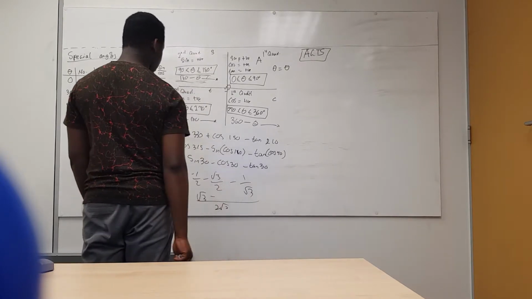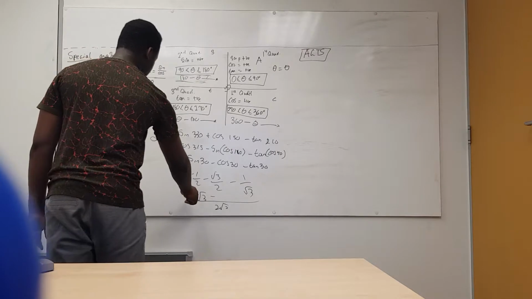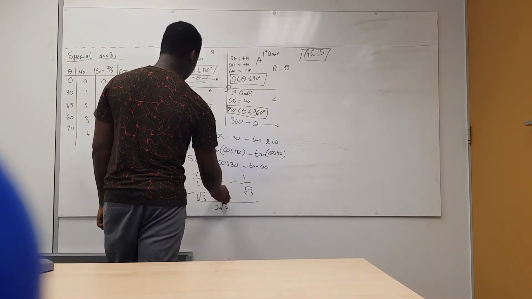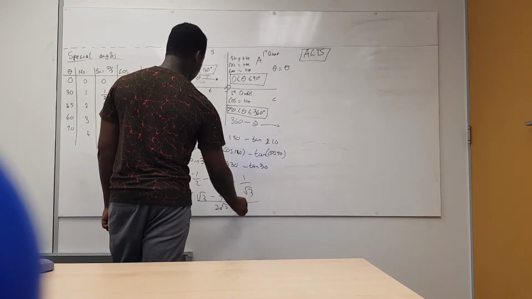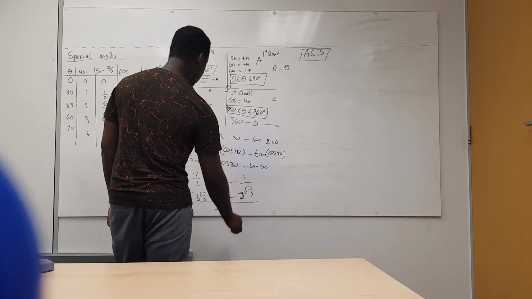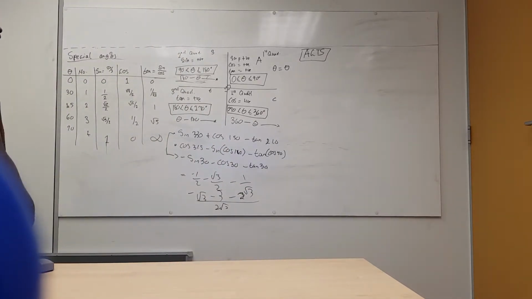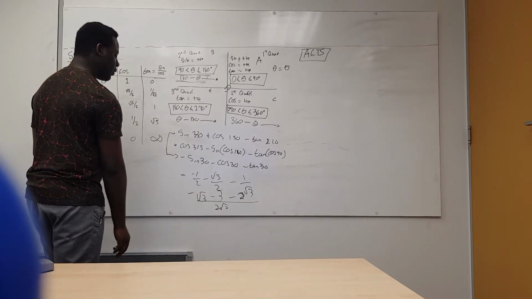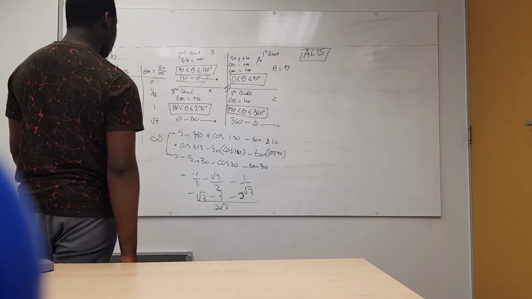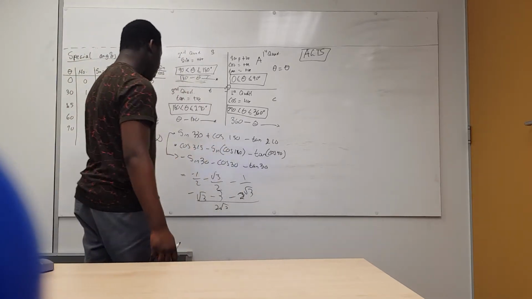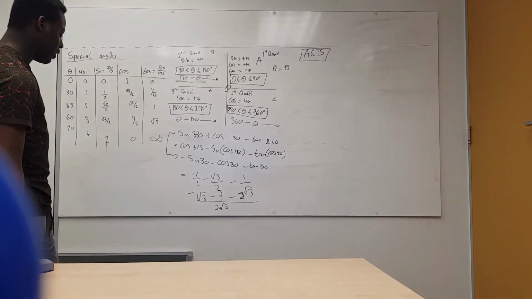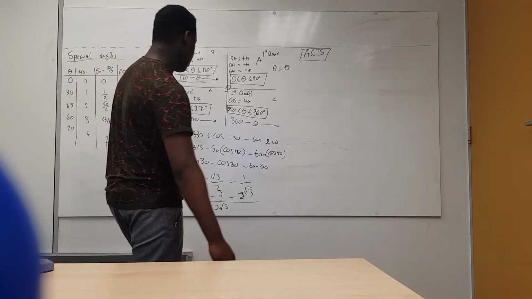minus root 3 minus 3 minus 2. I hope you can see how I got these. So it's minus root 3, minus 3, minus 2. So minus 3, minus 2, that's minus 5. So minus 5 minus root 3 divided by 2 root 3, and then you can solve and get your answer.